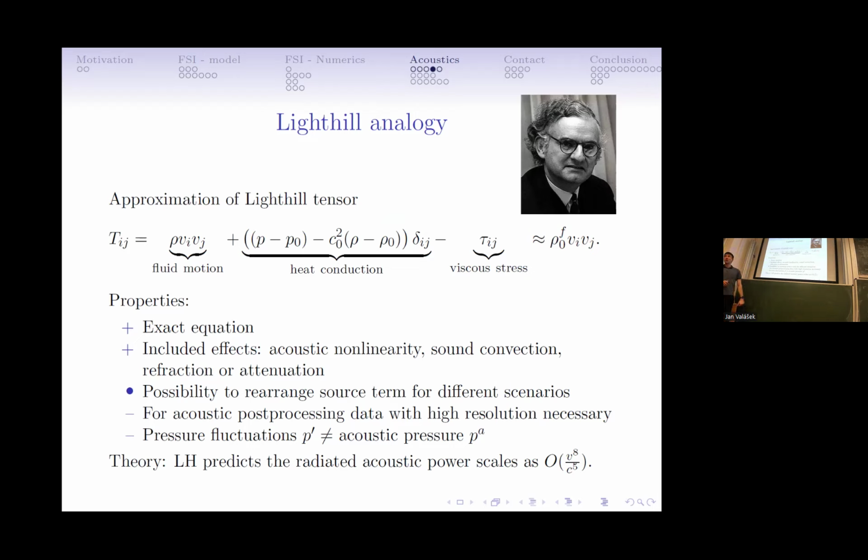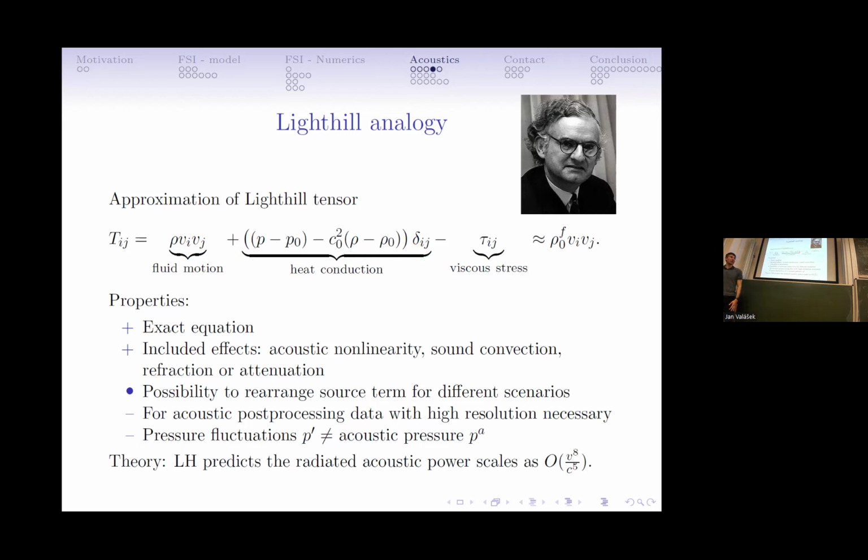Okay, so what is nice about this Lighthill analogy is that the approximation is used only on the structure of the Lighthill tensor, at the end of the derivation of this analogy. And if we kept here also some pressure or density fluctuation, we would also include in the problem the acoustic nonlinearity, some convection due to background flow, and reflection or attenuation of the acoustic waves, and we do the approximation only in the end. It allows us to adapt this model to different situations based on these right-hand side sources.